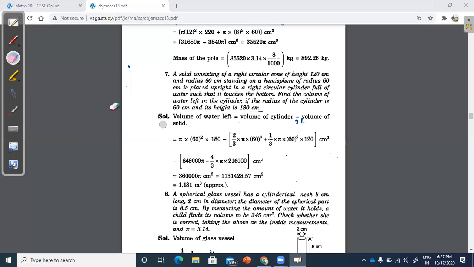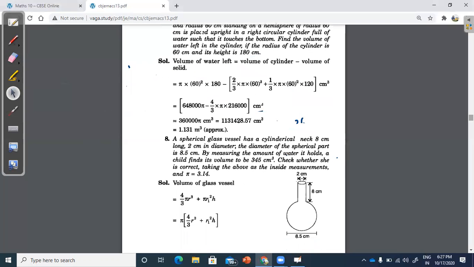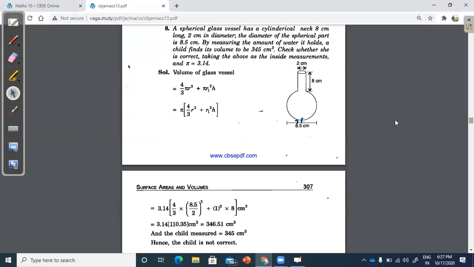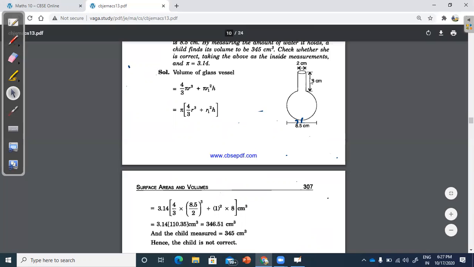The last question of that exercise is question number 8. Yes, this type of figure you must have seen in the chemistry lab. This is a round bottom flask. So this is a spherical shape, and here we have a cylinder. The neck is cylindrical. The height of the cylinder is given as 8 and the diameter is 2, so radius is going to be 1. And here the spherical part, the diameter is 8.5.